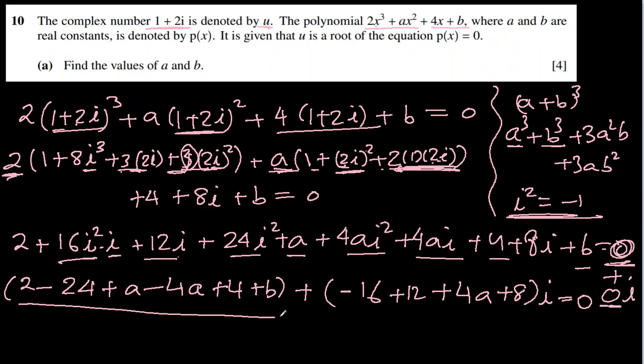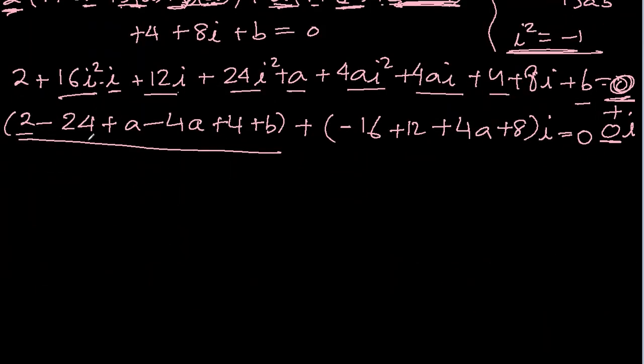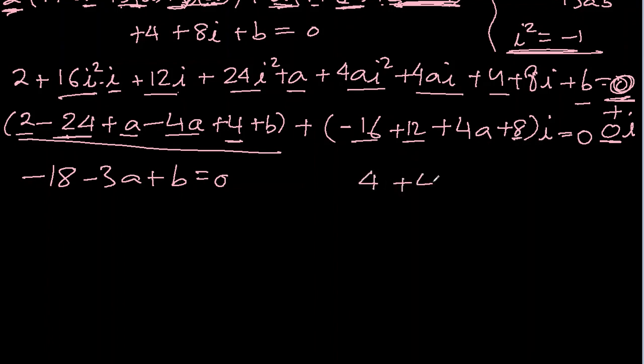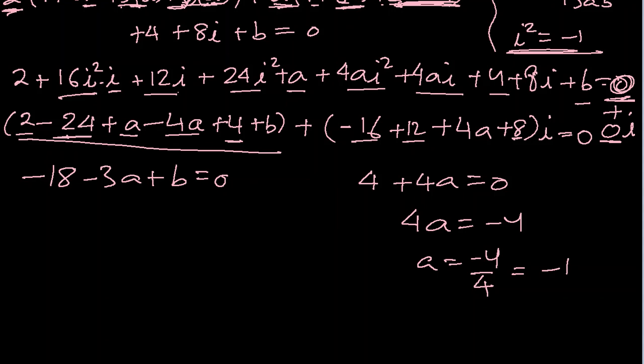Now I can equate the real part with 0, and that will give me an equation. So let me do that. 2 minus 24 is minus 22, minus 22 minus 18a minus 4a is minus 3a plus b equal to 0. This is one equation. Second equation, minus 16 plus 12 is minus 4 plus 8 is 4 plus 4a. This is also equal to 0, and this can straight away give us the answer. Minus 4a is minus 4, a is minus 4 over 4, minus 1. We got the value of a.